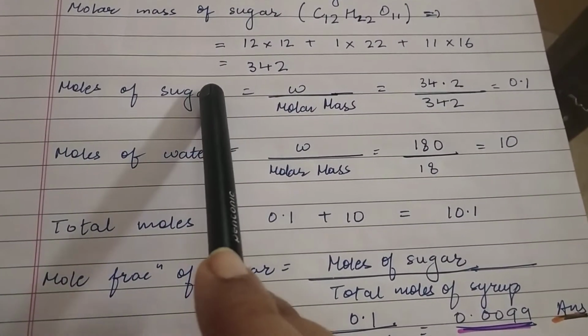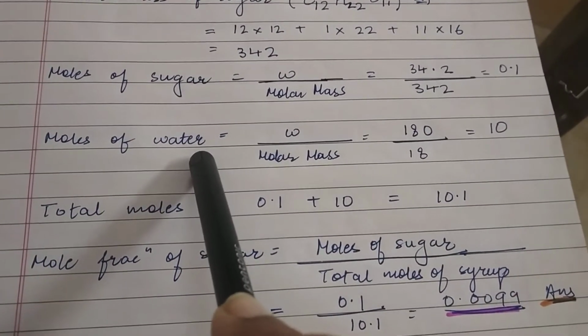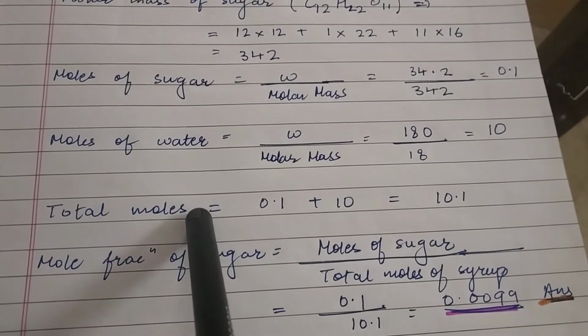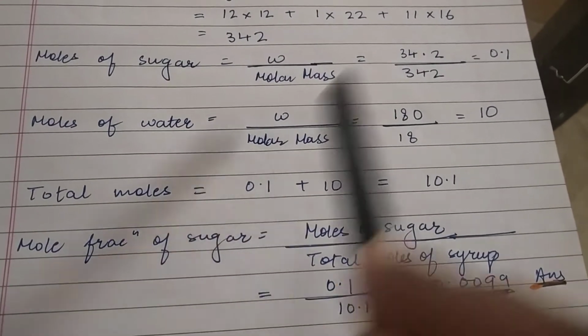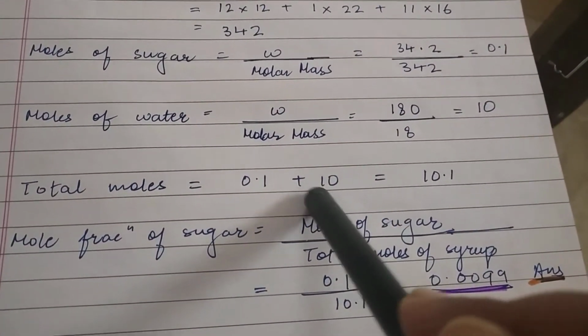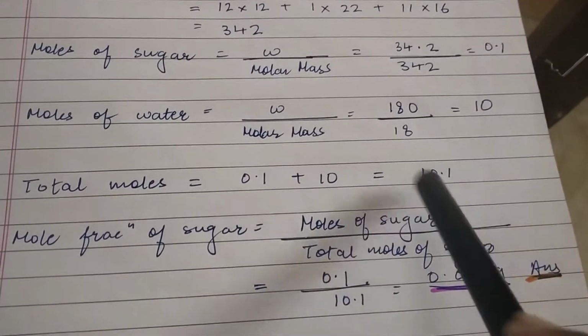Students, we know the number of moles of sugar and we know the number of moles of water. Now what will be the total number of moles? That will be the moles of sugar plus the moles of water. So 0.1 plus 10 is equal to 10.1.